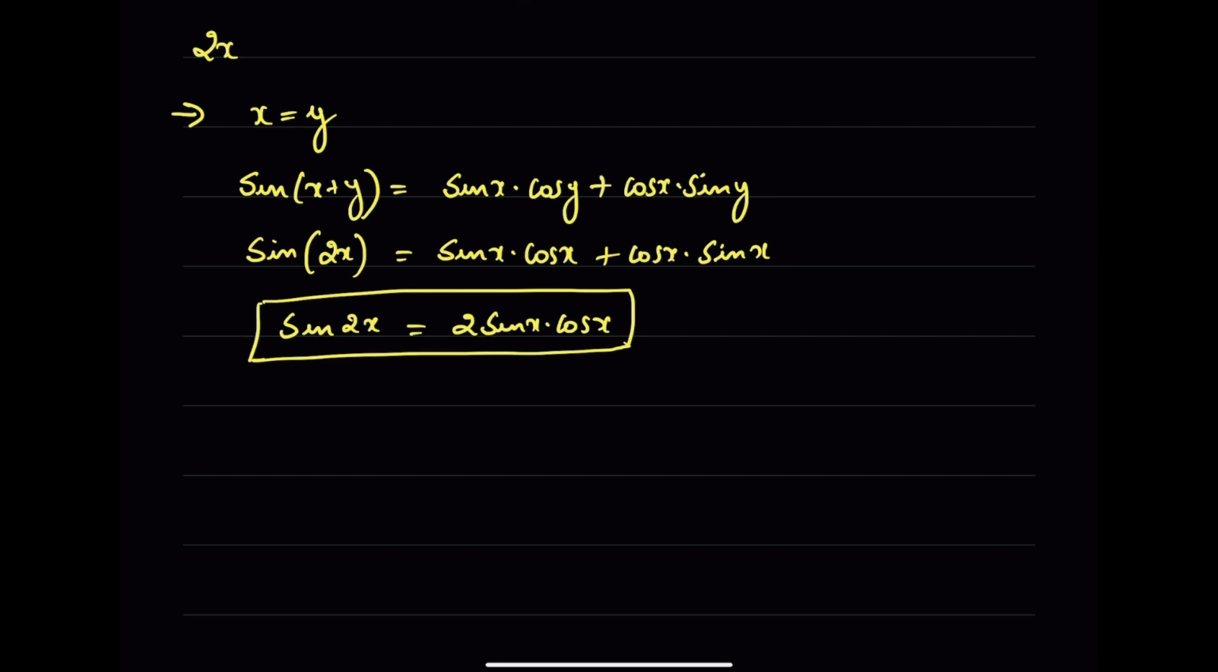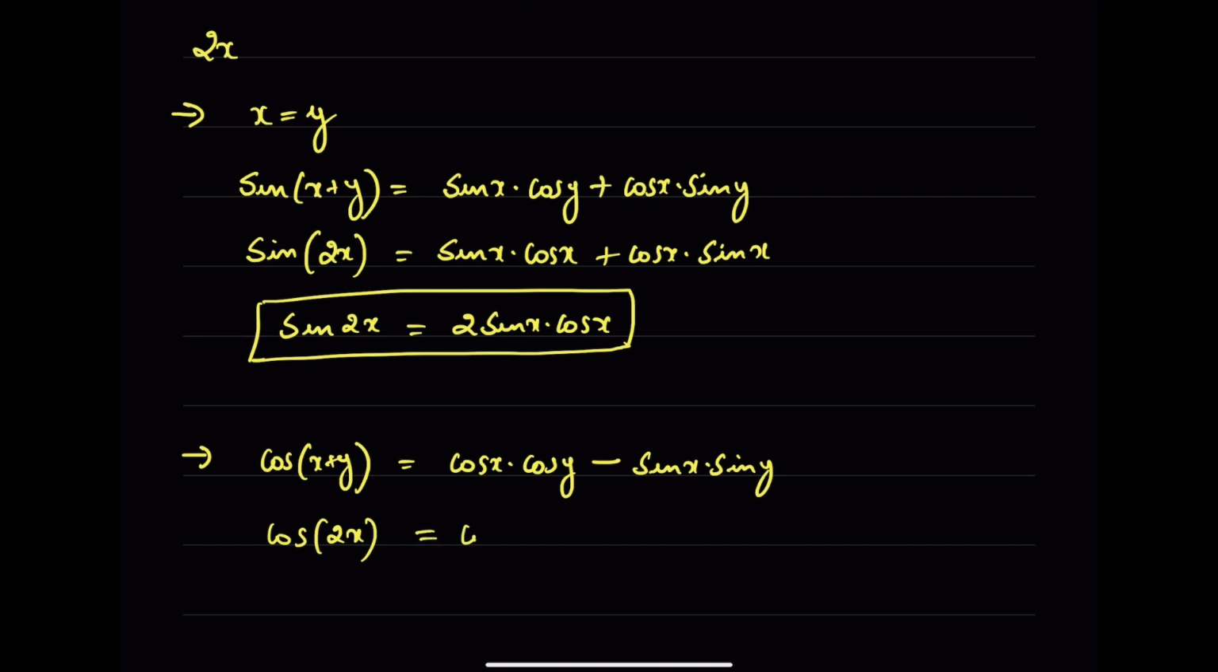Now let's apply the same logic on the formula cos of x plus y, which is nothing but cos x cos y minus sin x sin y. Now we are going to replace y with x. So cos of 2x is equal to cos x times cos x minus sin x multiplied by sin x. So this is cos square x minus sin square x. So cos 2x, the basic formula we get, is cos square x minus sin square x.